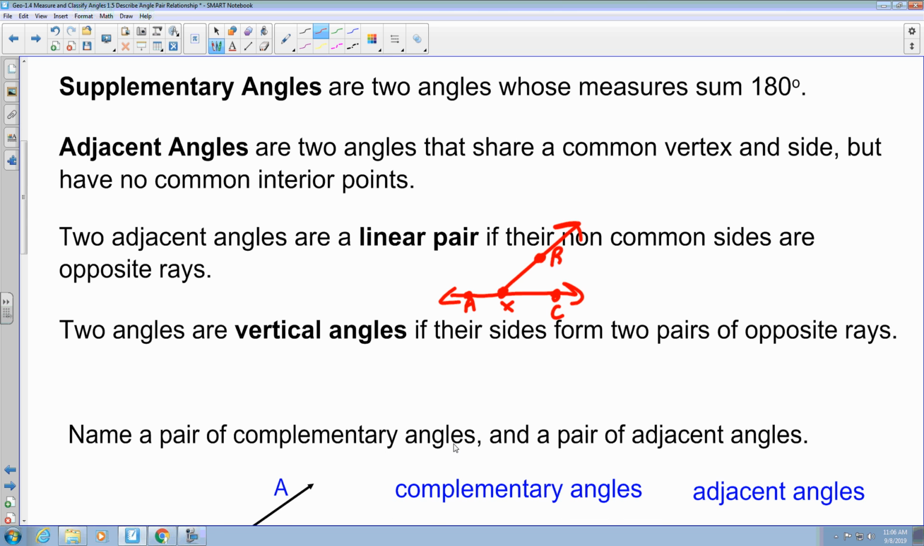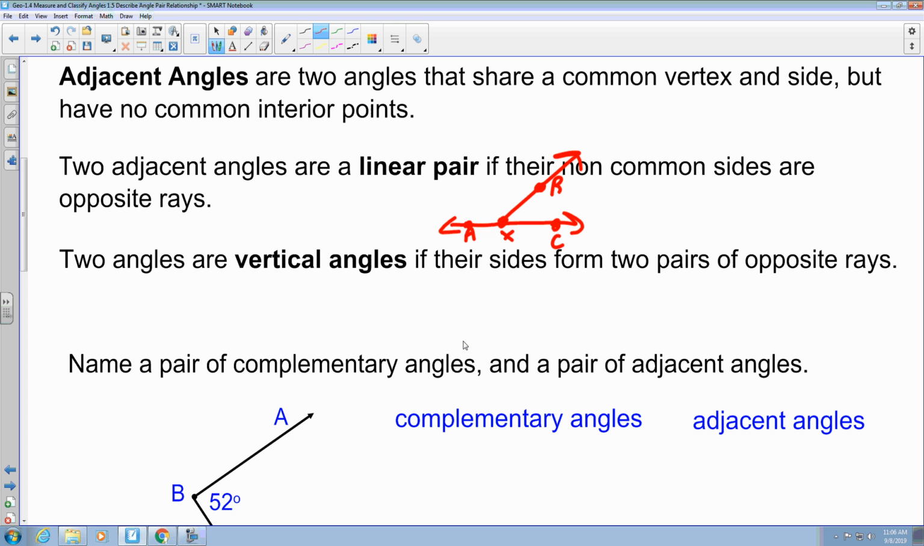Two angles are vertical angles if their sides form two pairs of opposite rays. So basically, anytime you have vertical angles, it means they're equal. If you have two opposite rays, so I have this line and it intersects this line right here, the opposite one would be whatever this angle is. This one's going to be the same as this angle. Those are the vertical angles.